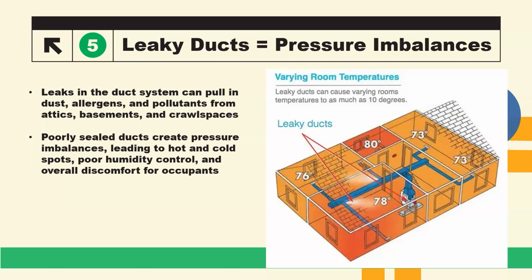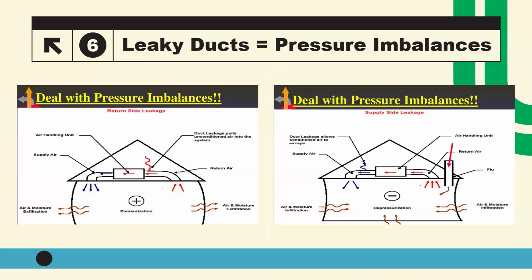Leaks in duct systems can also pull dust, allergens, and pollutants from the attic, from crawl spaces, from basements. Poorly sealed ducts create pressure imbalances, leading to hot and cold spots. Also, poor humidity control. If you've got leaky ductwork on the return side, you're not pulling out as much as you need to, so you're going to have humidity issues as well. And of course, that leads to overall discomfort for the occupants, which means they're going to change the thermostat, which means they're going to increase the energy consumption to try to heat and cool the home. That's why we design the system, Manual J, Manual S, and go through all of that. That's why it's important in the code to get these things right, and then you test and validate that it's actually getting to where it's supposed to.